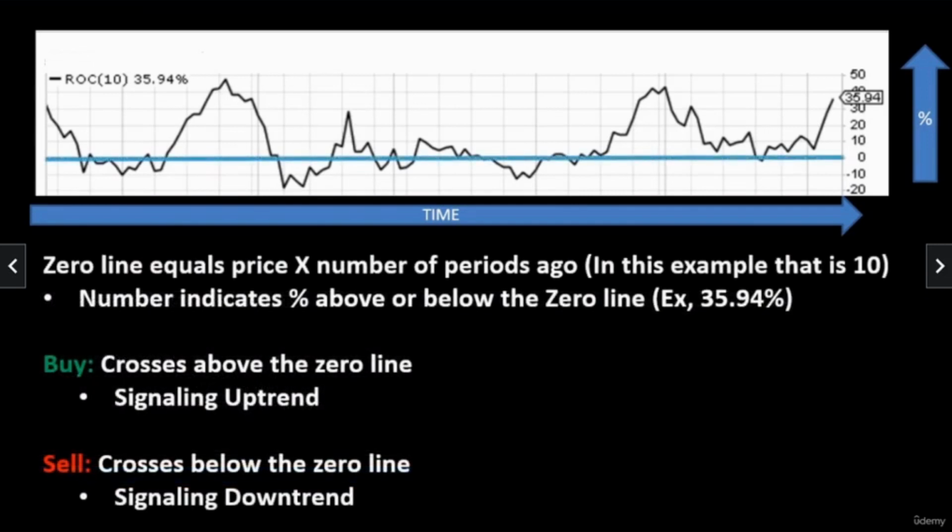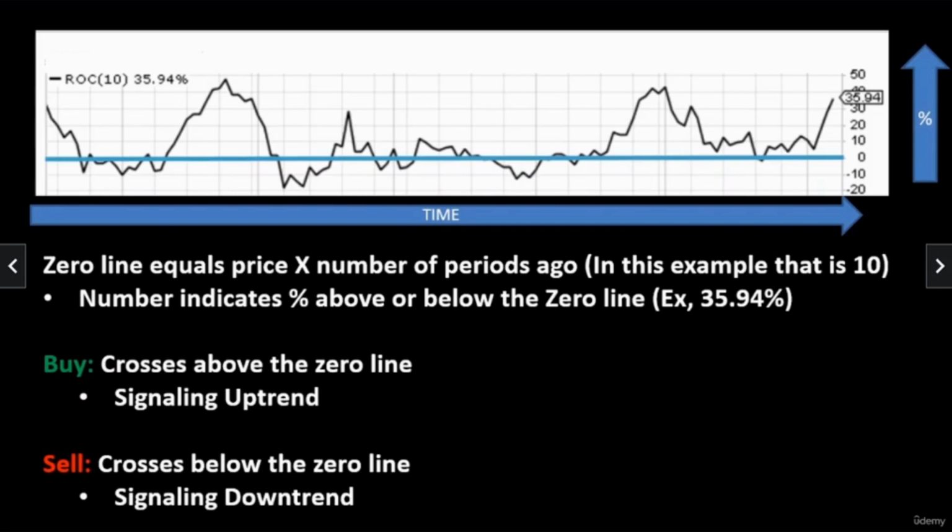The zero line equals the price basically X number of periods ago. So in this example, we mentioned we were looking at 10 periods. So the zero line will give you an indication of how much above or below that percentage was 10 periods ago. So again, we're looking at acceleration, deceleration, we're looking at momentum. Again, not price on the right-hand side, it's a percentage. So you see it's a 35.94.